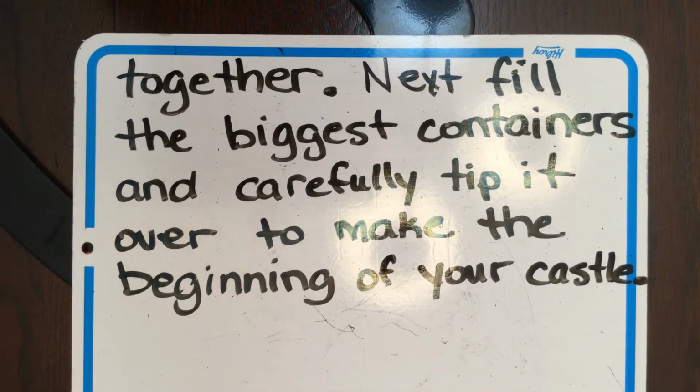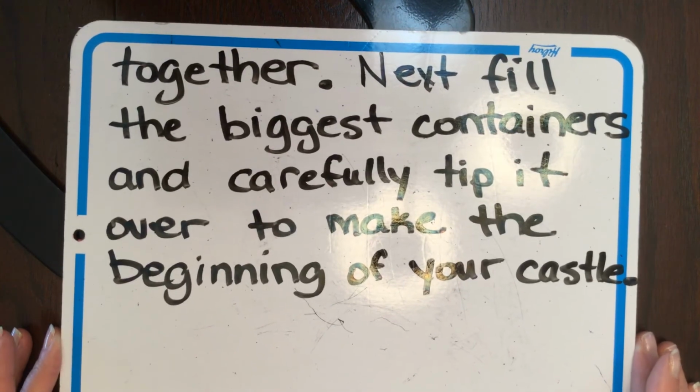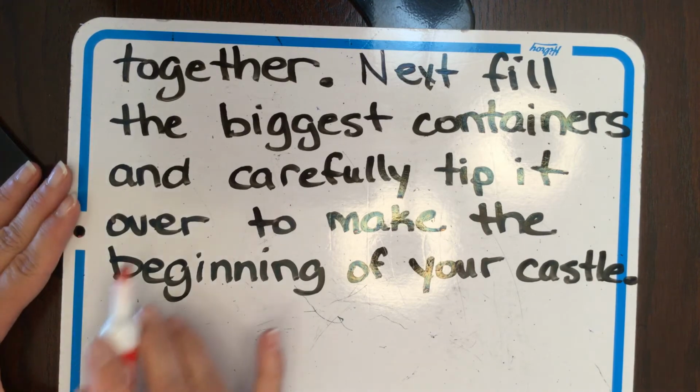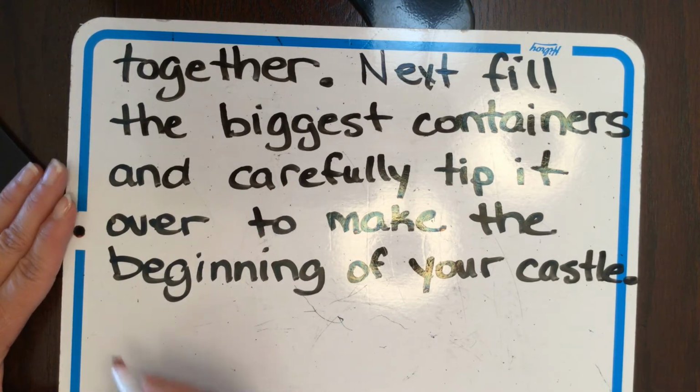I always use the biggest containers for the beginning of my castle. We learned from our building things unit that we need a big stable base if we're going to build anything on top. Finally, I'm going to finish with my red pen for the end of my story.